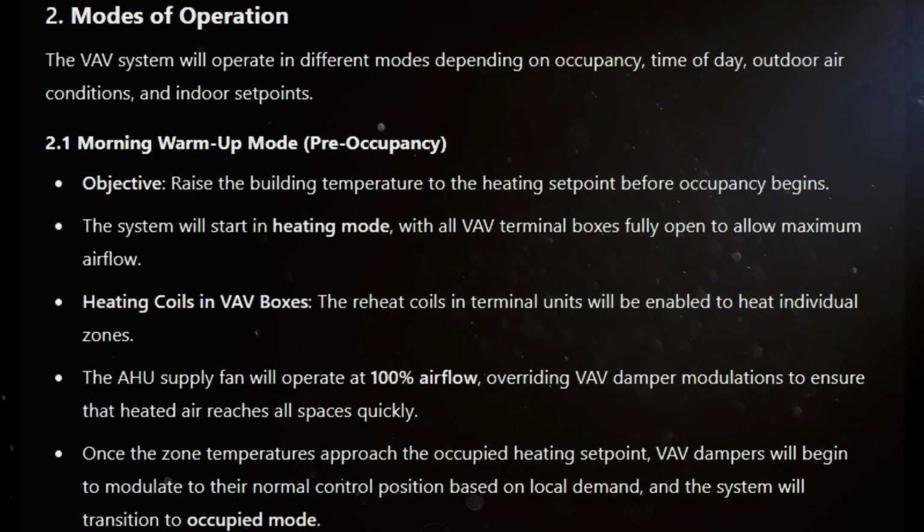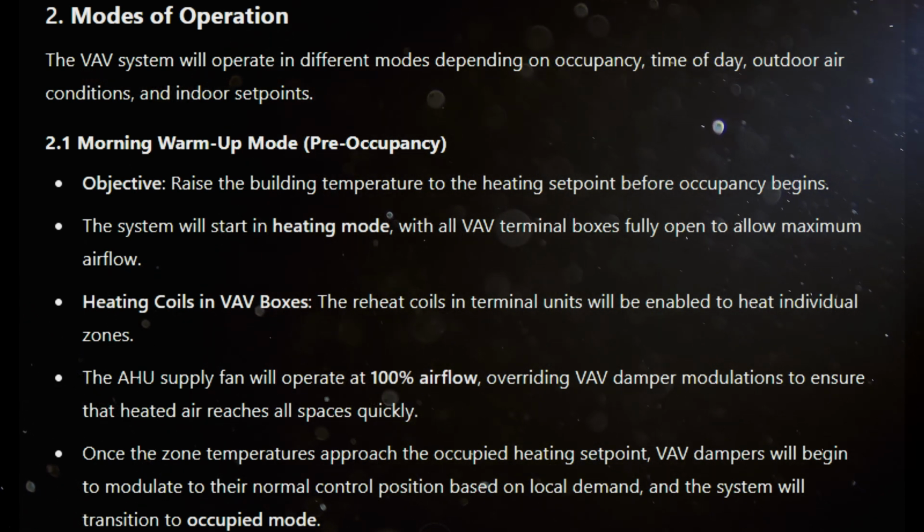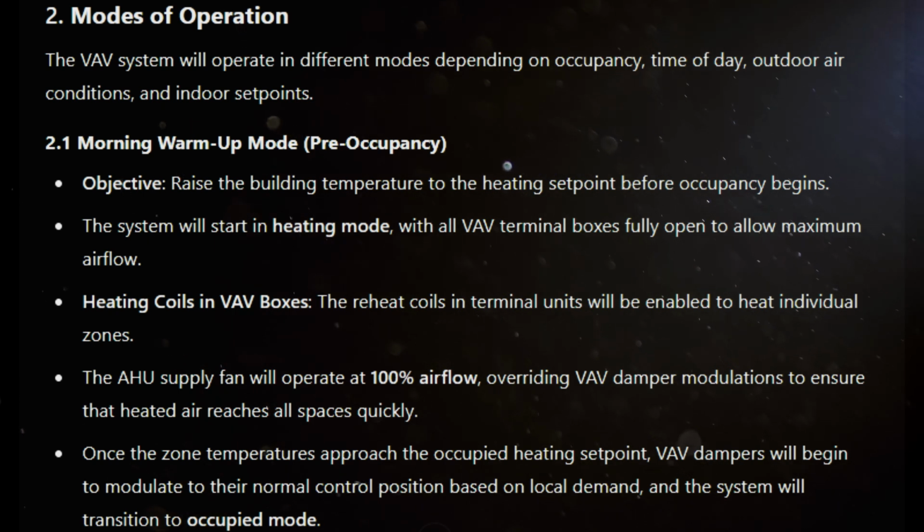2.1 Morning warm-up mode, pre-occupancy. Objective: raise the building temperature to the heating set point before occupancy begins. The system will start in heating mode, with all VAV terminal boxes fully open to allow maximum airflow. Heating coils in VAV boxes: the reheat coils in terminal units will be enabled to heat individual zones. The AHU supply fan will operate at 100% airflow, overriding VAV damper modulations to ensure that heated air reaches all spaces quickly. Once the zone temperatures approach the occupied heating set point, VAV dampers will begin to modulate to their normal control position based on local demand, and the system will transition to occupied mode.